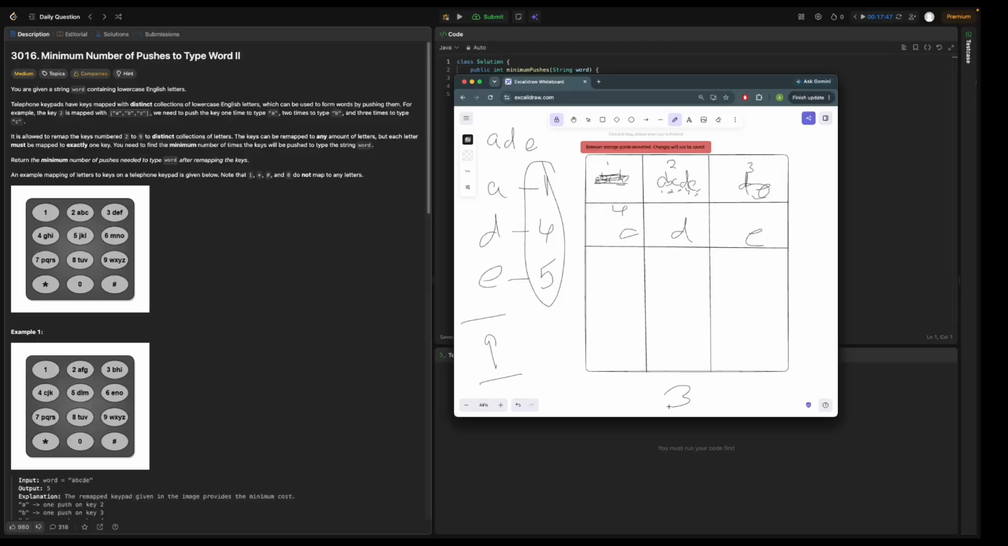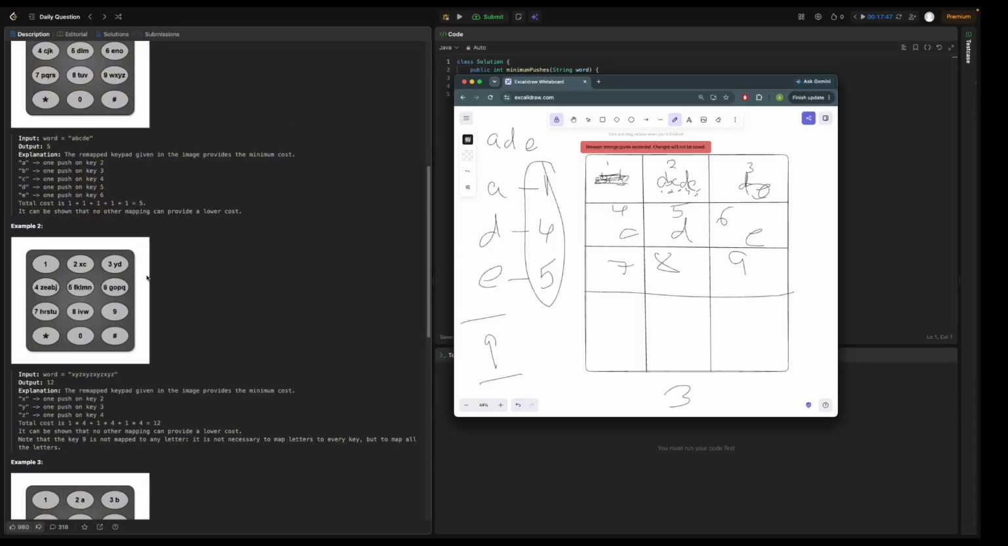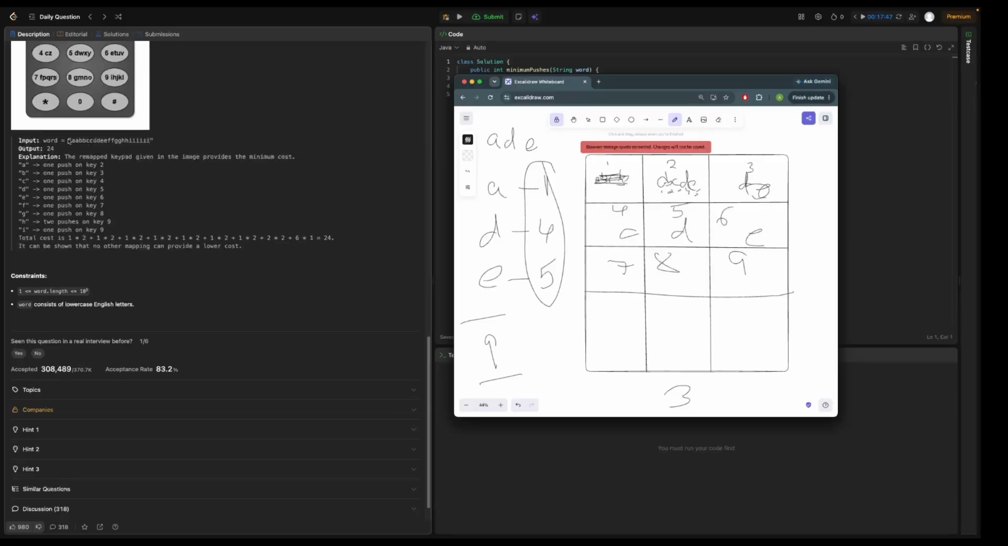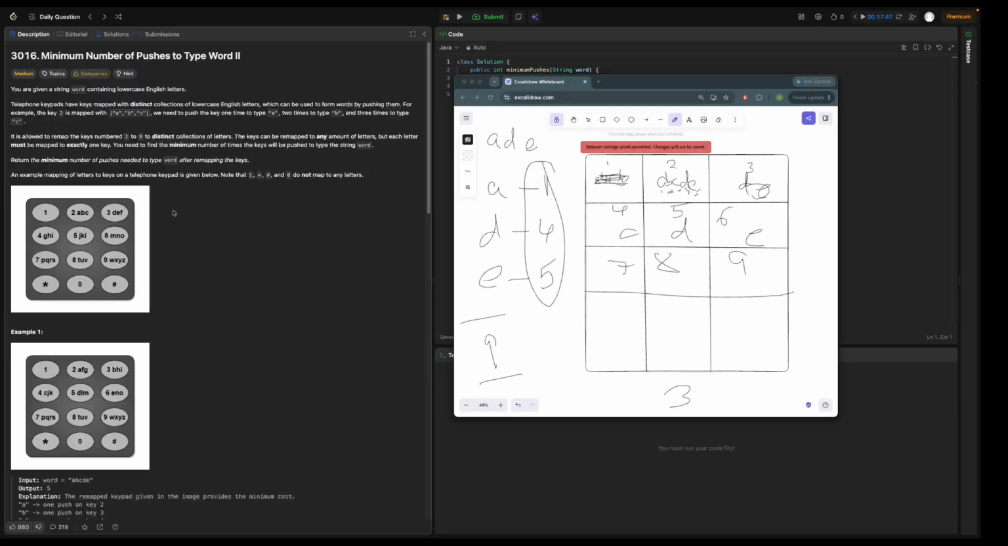Return the minimum number of pushes needed to type word after remapping the keys. See, that's the number of keys I have. From 2 to 9 I can work, right? So from 2, 3, 4, 5, 6, 7, 8, 9. The optimal thing is that everything lies by itself. Okay, what is word dot length? 10. The word length could be. See, I think as long as the word length is less than 9, right?